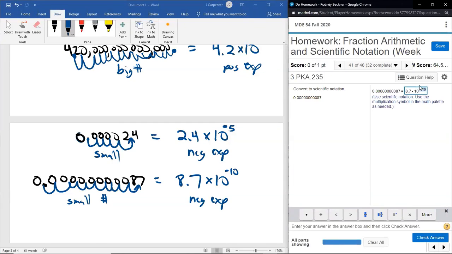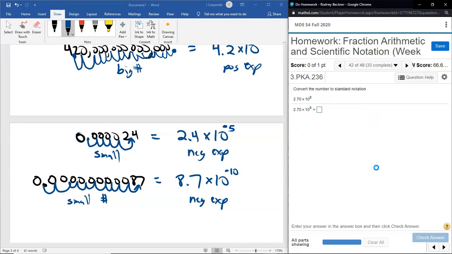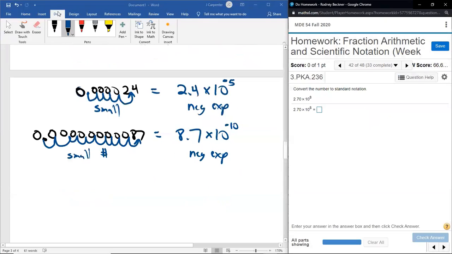By the way, if you're wondering how I made that exponent without clicking on the mouse, I hit Shift and 6. That's the caret button, which makes an exponent. Again, Shift and 6. And we got it right. I didn't have to do the Shift 6 though. All right, back to converting to standard notation. I designed this to make sure they go back and forth.